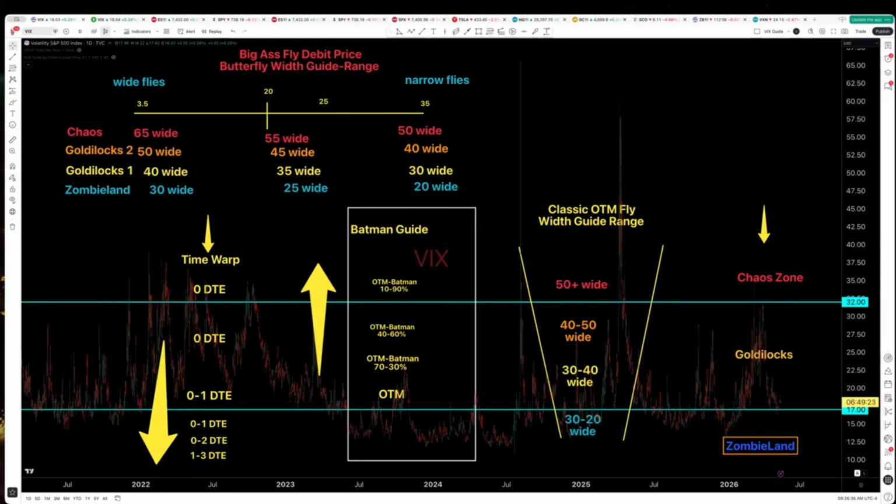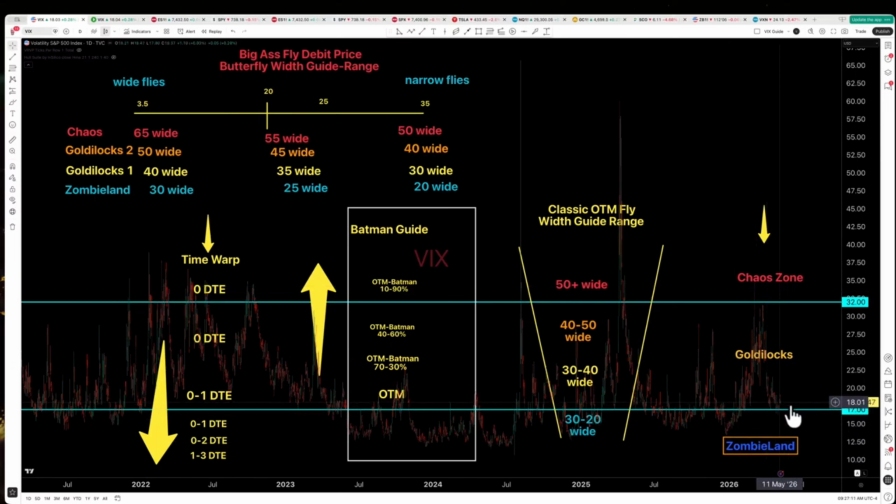What you're seeing here is our VIX playbook, and this is really a good place to start. Behind all of this annotation, you'll see the VIX itself. And on the right-hand side, you'll see that I split up the VIX into 3 regimes, actually 4, if you count Goldilocks, which I split into 2 versions, Goldilocks 1 and 2. And so right over here, you can see Chaos Zone, Goldilocks, and Zombieland.